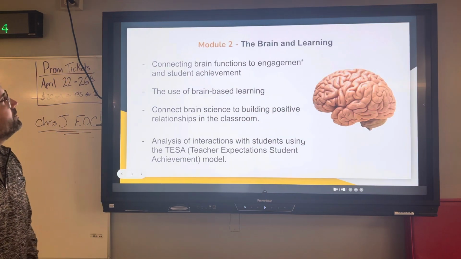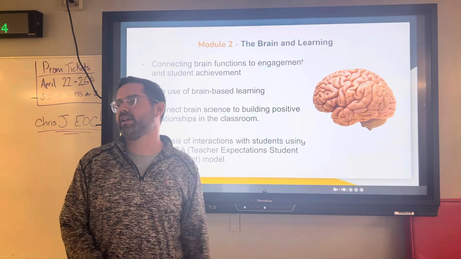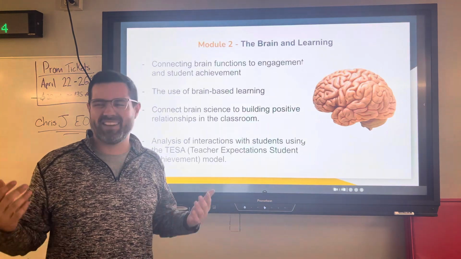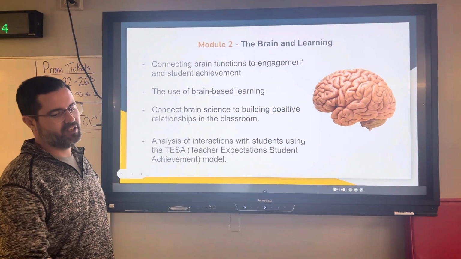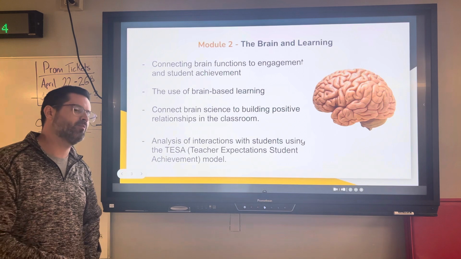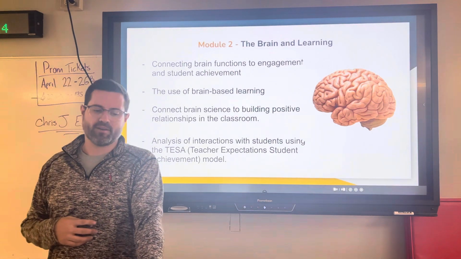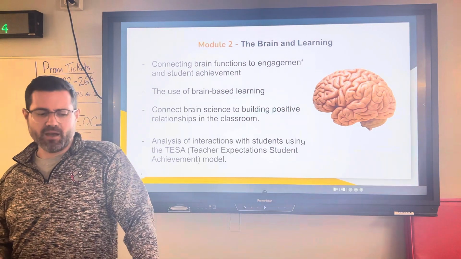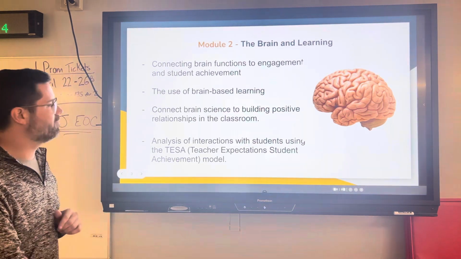Next, we moved on to Module 2, and honestly, Module 2 was my favorite module out of the whole thing. I did a lot of extra reading on my own by choice, just because it was fascinating to me. Connecting brain functions to engagement and student achievement. So student engagement and achievement are closely connected to brain functions such as attention, memory, and cognitive processing. When students are engaged, their brains are more active, which can enhance their ability to pay attention and process information and even retain knowledge.